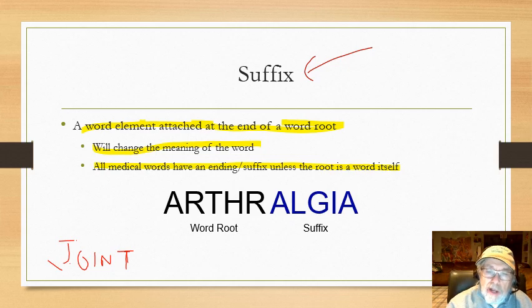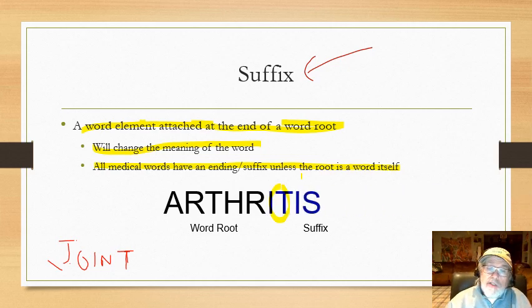Now the algia begins with a vowel. So basically, let's just pronounce that word. Just say it to yourself before I go on. Arthralgia. It sounds good to me. Which sounds better, arthroalgia or arthralgia? I think arthralgia sounds a lot better. It's much smoother, much easier to say. So do I need a combining vowel here? No, I don't. So arthralgia is a great word, meaning joint pain. Piece of cake, easy.